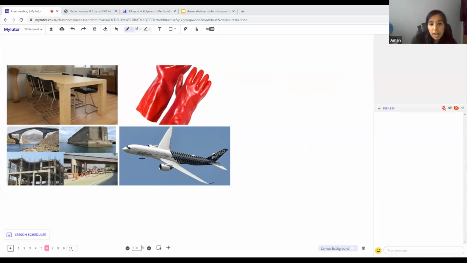And then finally, these are the carbon polymers. If I go back here, it's the carbon fiber reinforced polymer in aeroplanes, which make them really lightweight and also strong in the air.